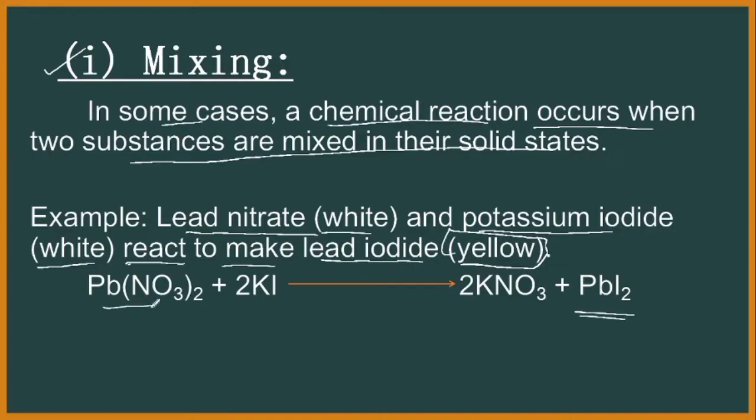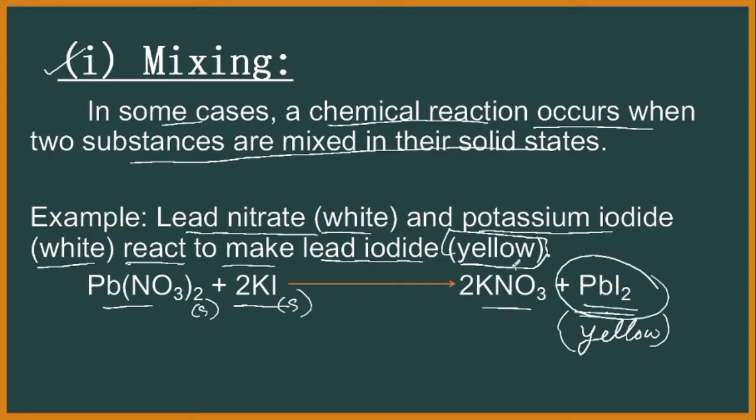So lead nitrate, when it mixes with potassium iodide, these two react with each other to form potassium nitrate and lead iodide. And what is the color of this lead iodide? It is yellow in color. See, when they are mixed in their solid state, when they mix with each other, this reaction takes place, forming new substances with a new chemical composition. This is the first condition for a chemical reaction to take place.